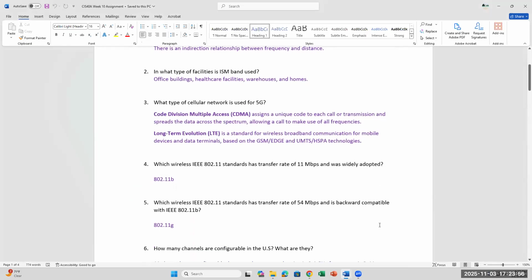Okay, so for number 3, we know that your code division multiple access, your CDMA, uses a unique code for each transmission of the call. It's able to spread the data across the spectrum. So your payload, even if you are streaming, even if you are using a large amount of data, it's able to expand that so you're able to get your data as quickly as possible, for the speed, so we can FaceTime and it's close to real time.